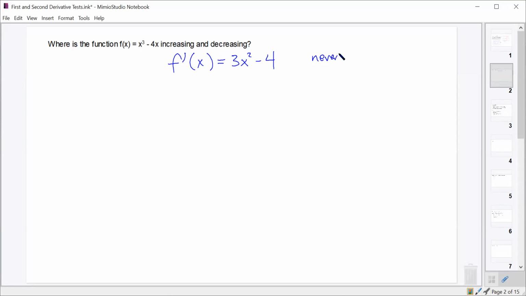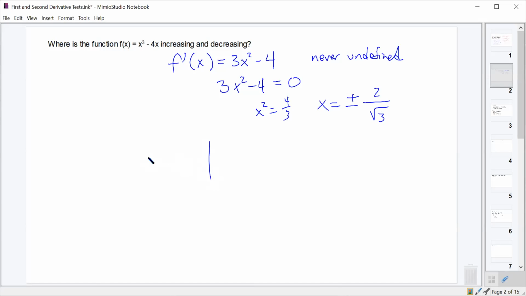We know this is never undefined as we search for our critical values, but it does equal 0. Let's see, that'd be add the 4 and divide by 3, that'd be x squared is 4/3, right? Or x equals plus or minus the square root of 4/3, which would be 2 over root 3. Everybody good with that so far? And we'll make a sign chart.